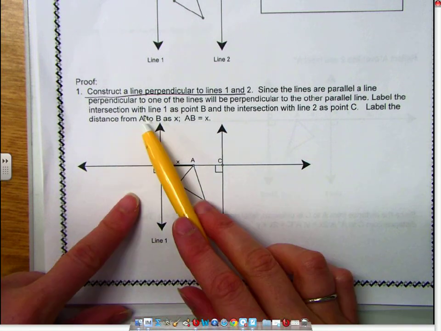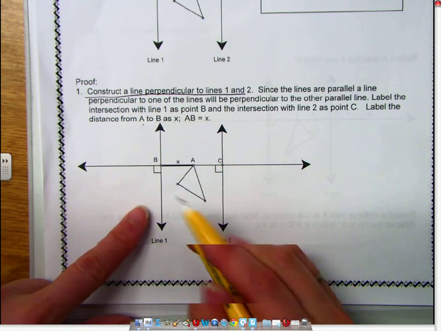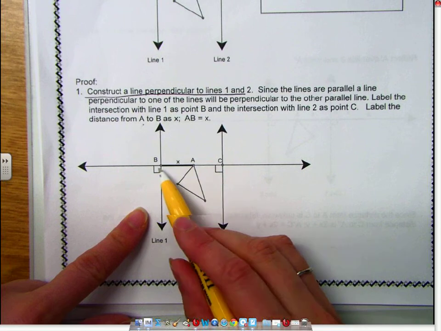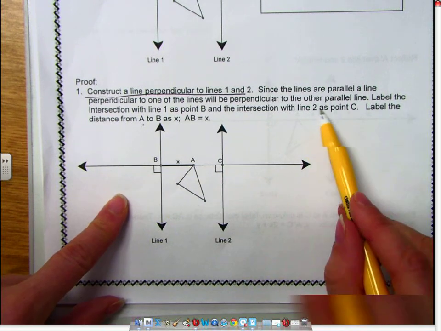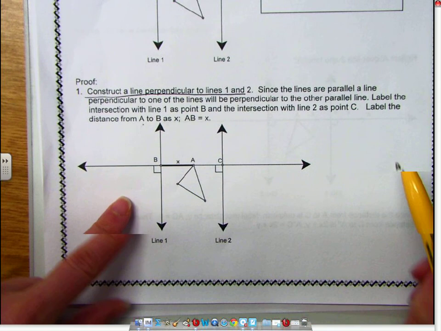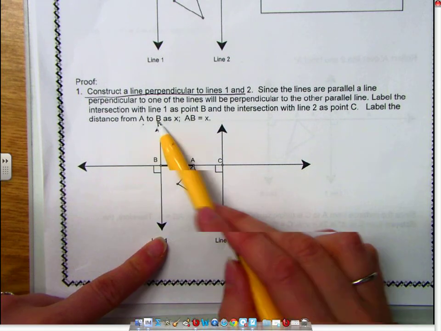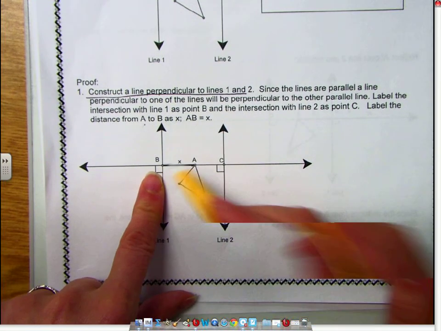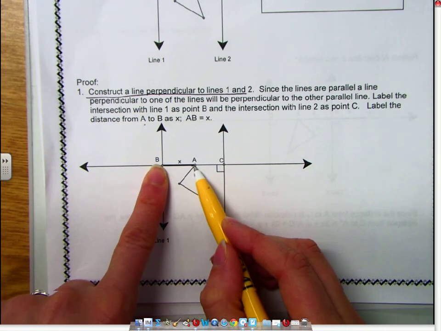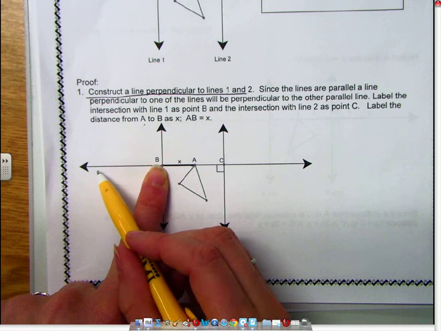Label the intersection with line 1, okay, B, and then label the point with line 2, C. Label the distance from A to B as X, okay? A to B is X. Now we're going to take this whole thing and reflect it over line 1 without turning the page.